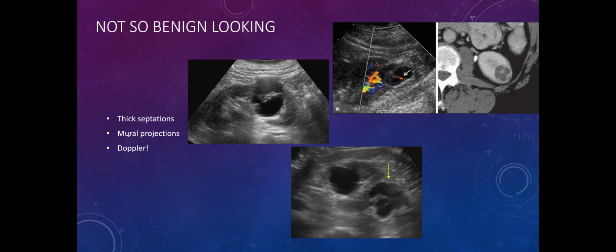Thick septations, mural projections, and Doppler. Look at that. If you find blood flow in a septation, that is definitely concerning. So this one is a renal ultrasound here. You can see the CT image of it. Very concerning.